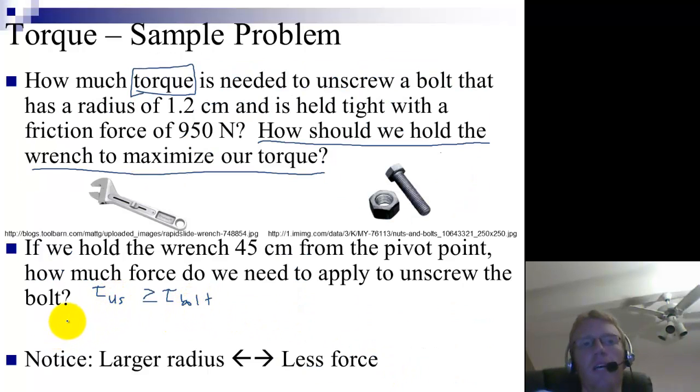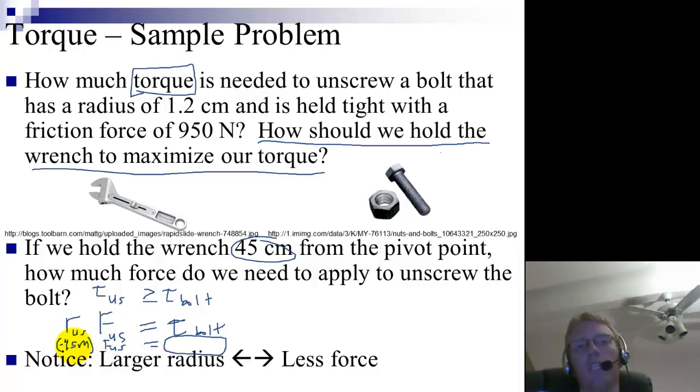The torque that we apply is the radius of us times the force of us, greater than or equal to. So let's just say equal to, just to barely get it moving. Torque on the bolt. So 45 centimeters, you're going to put that in right here, 0.45 meters. Plug your answer from the previous problem in right here. And then how do you get the force that we apply? Divide both sides by 0.45 meters.